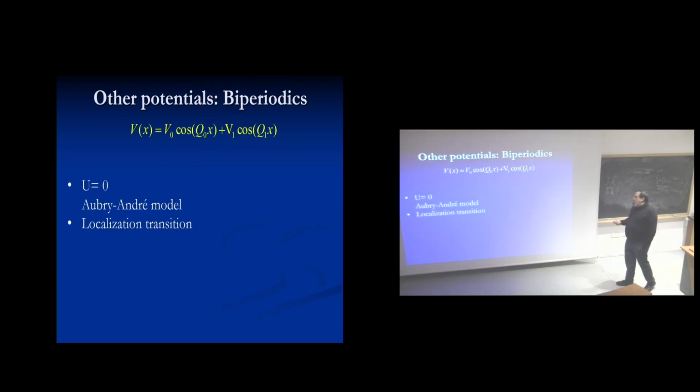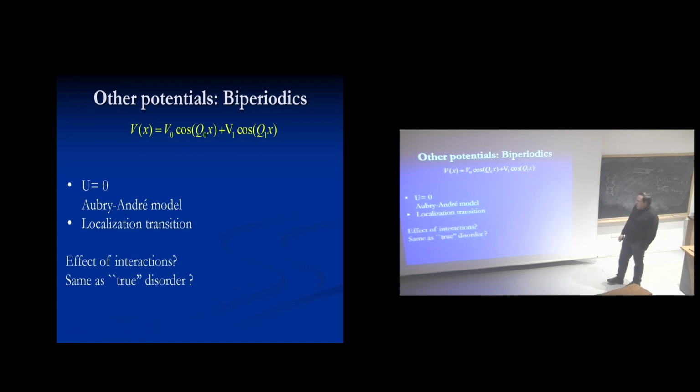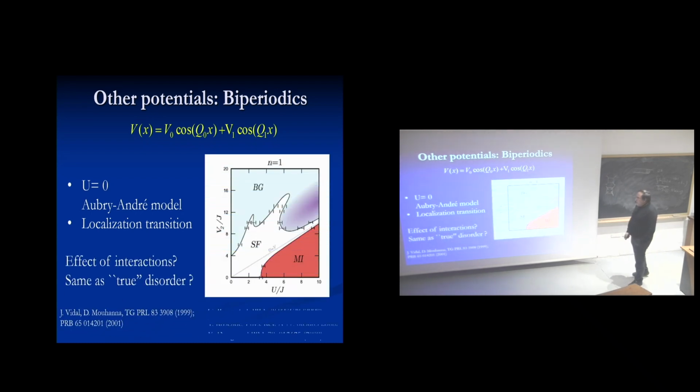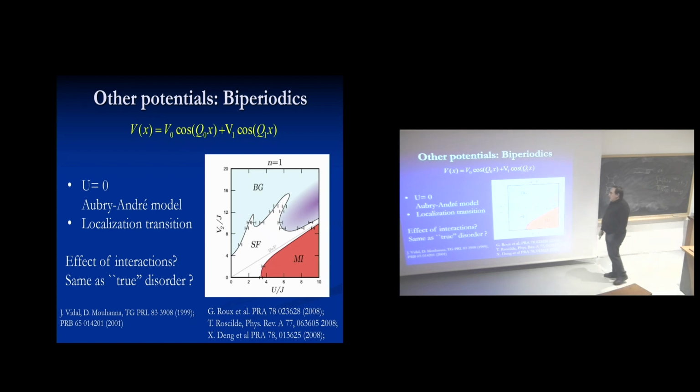This model has a name. It's called the Aubry-André model when there is no interaction. And it has a localization transition for non-interacting bosons. And for the case of interaction, this is something one can study. Here is the numerical phase diagram that you see for this model. This is the strength of the interaction, and this is the strength of one of the components. So let's say V1 here, it's called V2, but V1.